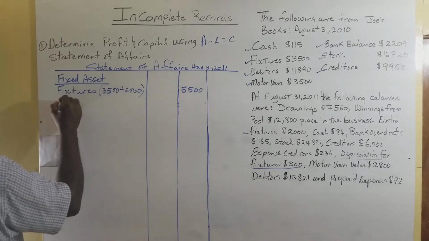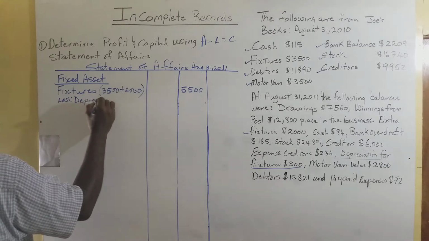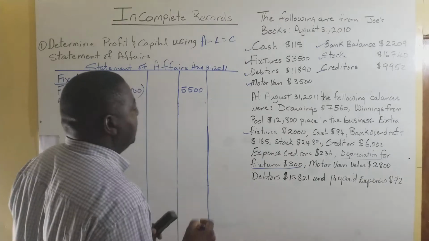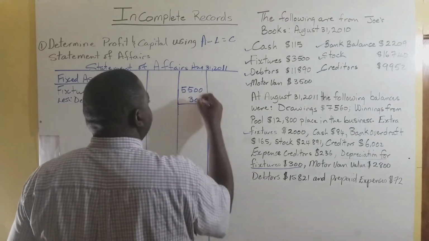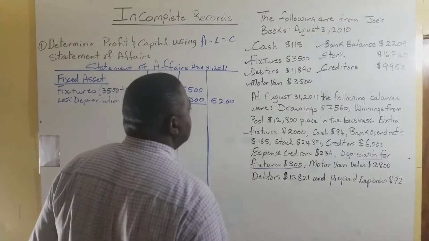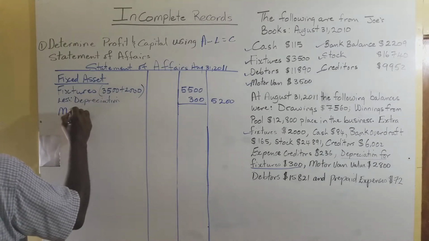So at this time, we're going to subtract depreciation. And the depreciation for the fixture is $300, so we are going to do that now. When we subtract that, we are going to get 5,200. All right. Our next move is to deal with the motor van.